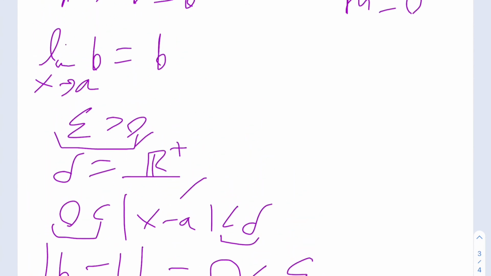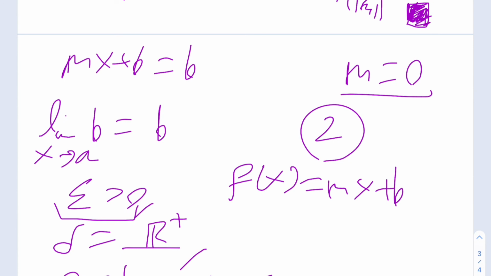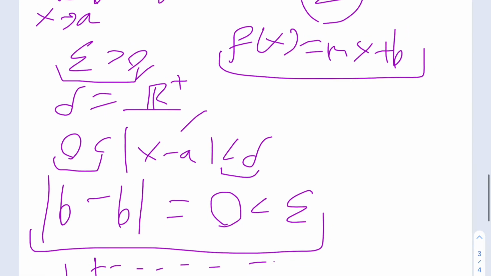Okay, so we just showed that f of x equaling mx plus b is continuous, basically meaning that as x approaches a of mx plus b, we are guaranteed that it is equal to ma plus b. We can just substitute the value a that we're approaching into the function.